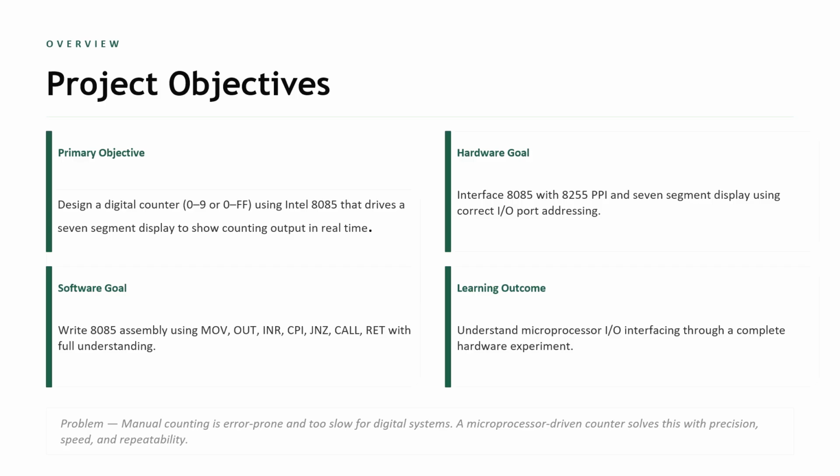Third, the software goal: to write a complete 8085 assembly language program using instructions like move, out, increment, compare, jump if not zero, call, and return, and understand exactly what each instruction does at the hardware level. Fourth, the learning outcome: to gain a real hands-on understanding of microprocessor input-output interfacing, which is one of the most important concepts in embedded systems. All four objectives were successfully achieved, and I will demonstrate this when I show the experiment results later.